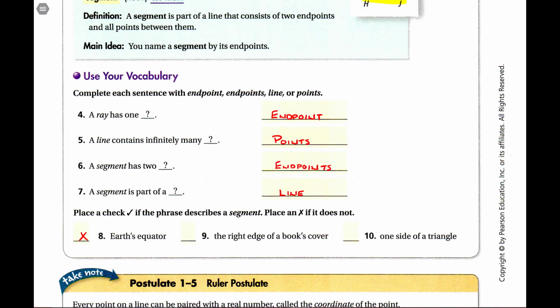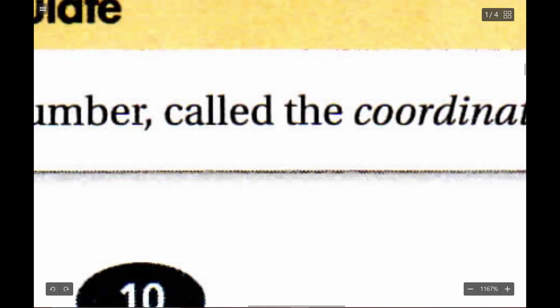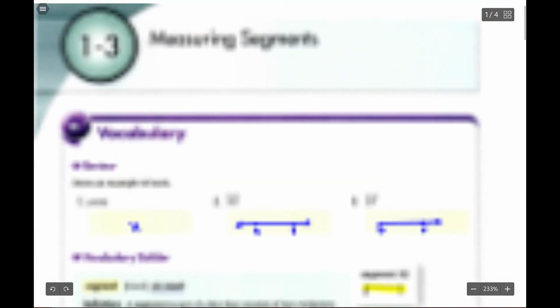Number 9, the right edge of a book's cover. That could represent a segment. So let's see if I can draw a book here. This right edge represents a segment. Then the third one that we have is one side of a triangle. Any one side of a triangle that we pick would represent a segment. I do that a lot, don't I? Let's see if we can fix it. There we go.